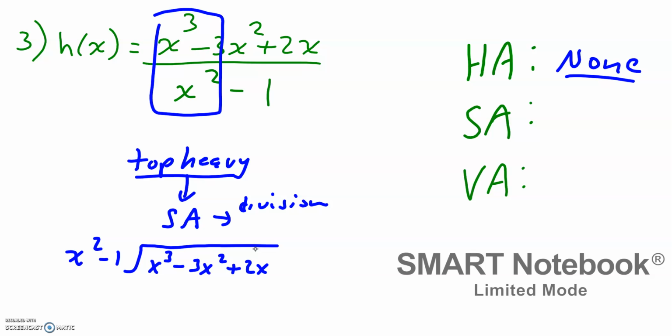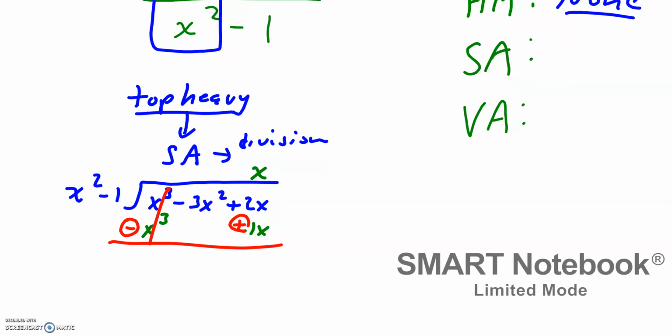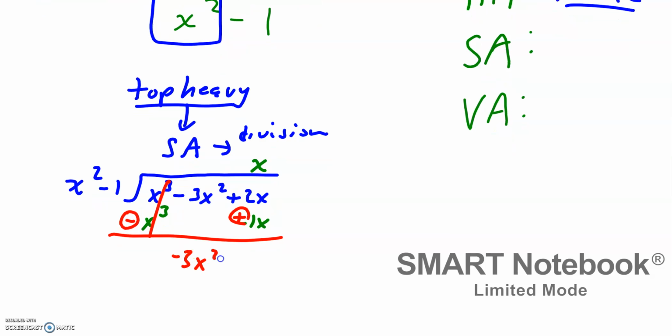So if you're doing long division here, x cubed divided by x squared is just x. I'm going to put that over its like term. I'm going to multiply these back. X times x squared is x cubed. X times negative 1 is negative 1x. I am now going to change the signs on both of these. Cancel this out. And I'm going to bring down the negative 3x squared, combine these and get plus 3x.